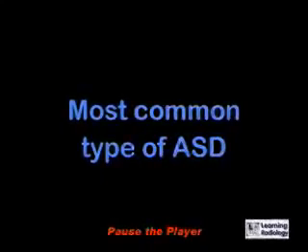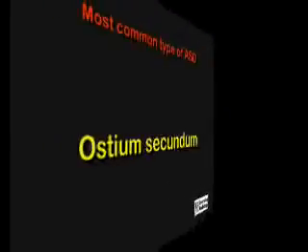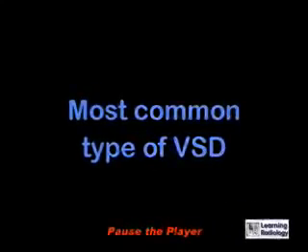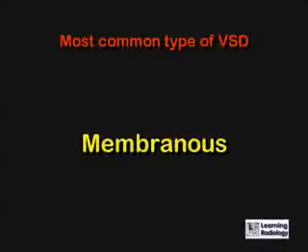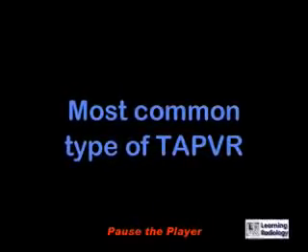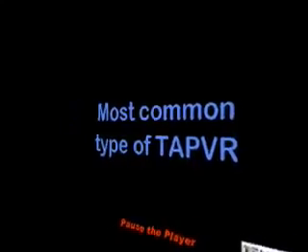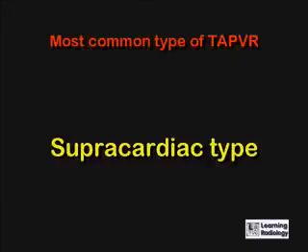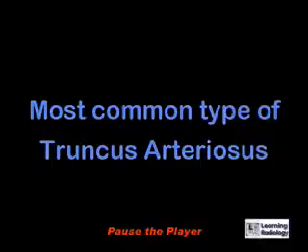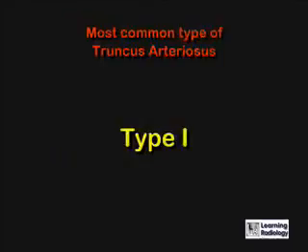What is the most common type of atrial septal defect? The ostium secundum variety. What is the most common type of ventricular septal defect? The membranous variety. What is the most common type of total anomalous pulmonary venous return? The supracardiac type. What is the most common type of truncus arteriosus? Truncus arteriosus type 1.